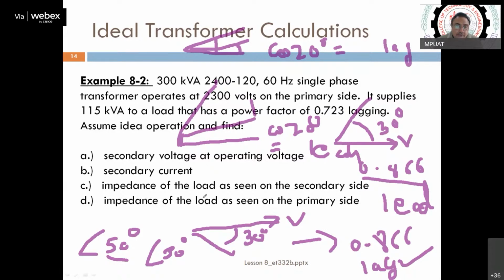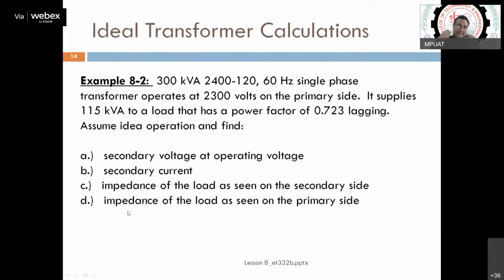So now we take another numerical. Again it is related to the ideal transformer. A 300 kVA, 2400/120 (either somebody uses it like this, or in books you will find it like this, or with a slash). This is your primary voltage and this is your secondary, 60 hertz. In India it is 50 hertz; in America and some other countries it is 60 hertz.